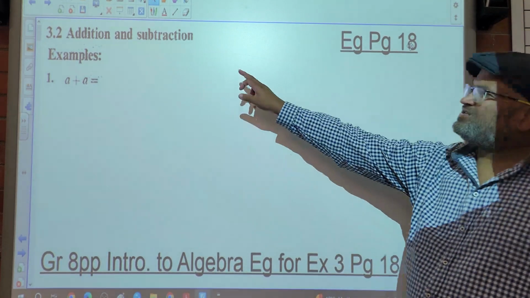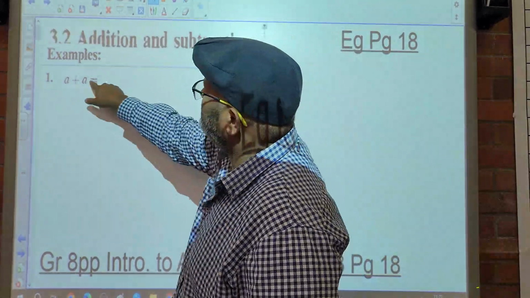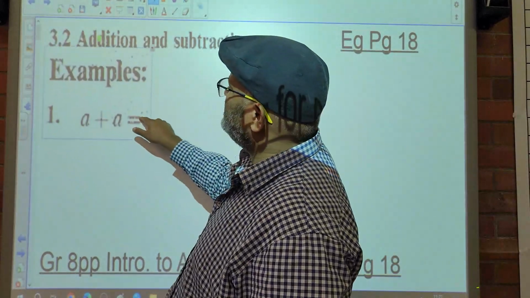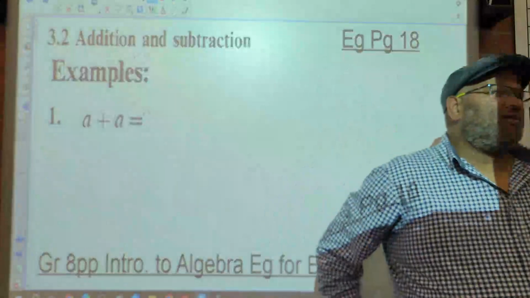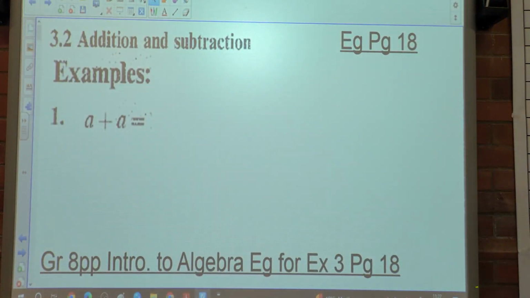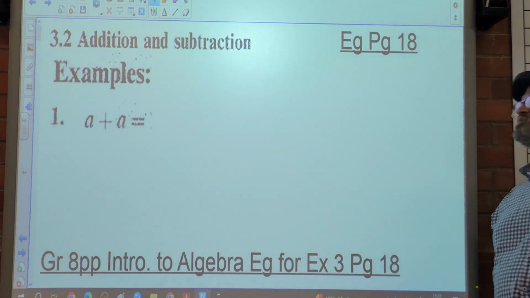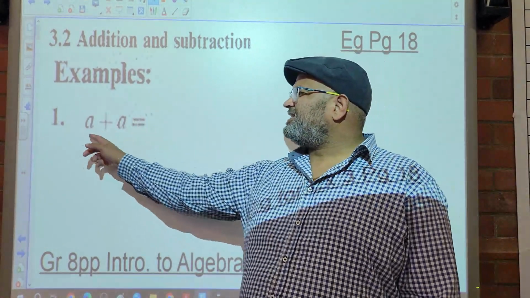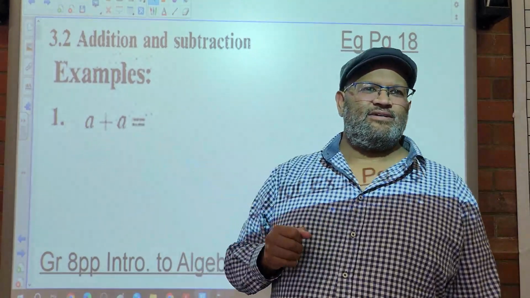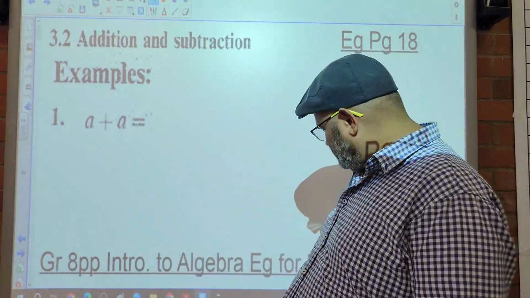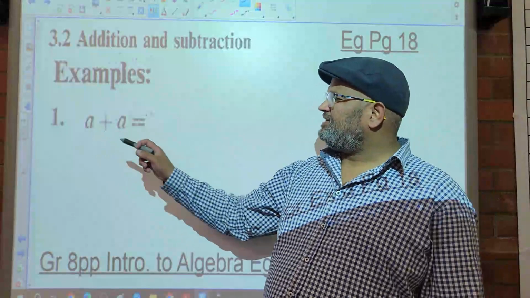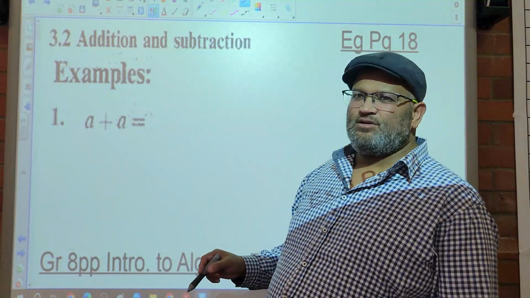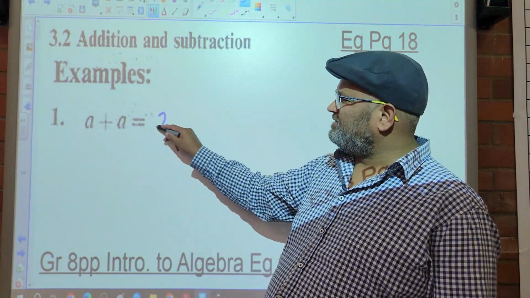Now we're going to look at addition and subtraction. So in our previous lesson we already spoke about we can only add when the terms are like. When the terms are like we can only add. Okay. So is A the same as A? Are they like? Yes. So they are like terms. So what is A plus A? A plus A is 2A.